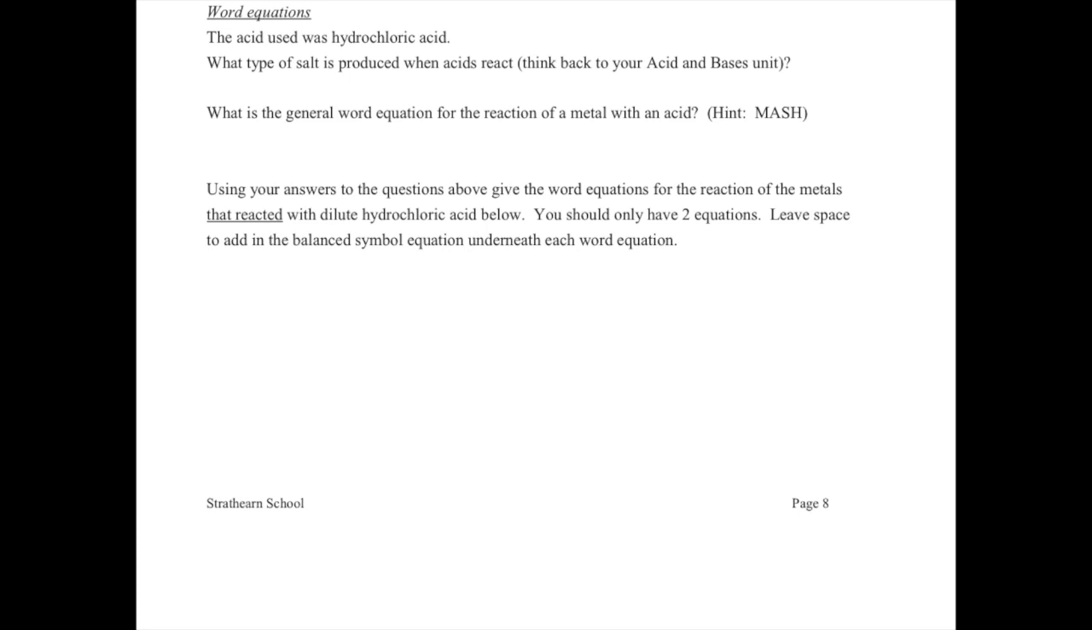It says the acid used was hydrochloric acid, and then it asks what type of salt is produced when acids react. And then it says think back to your acids and bases unit, but you may not have fully finished that last year because of the lockdown. What I also want you to add in your notes on page 8 is the question should really read what type of salt is produced when hydrochloric acid reacts. And it's asking about when it reacts with metals. So just put that in because the name that we're going to give here is particular to hydrochloric acid.